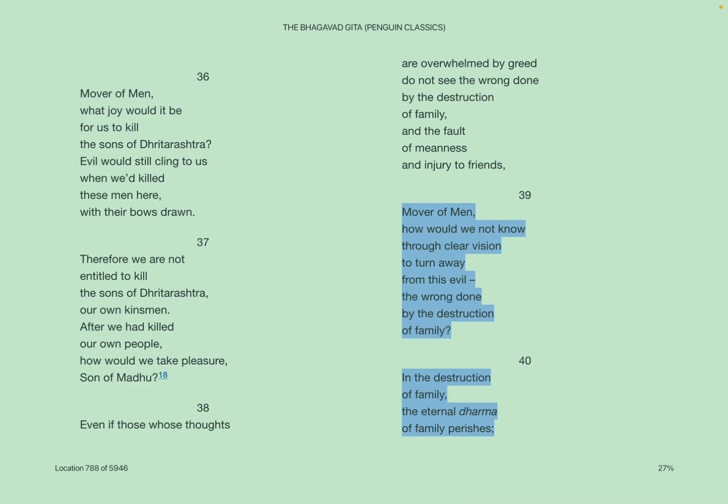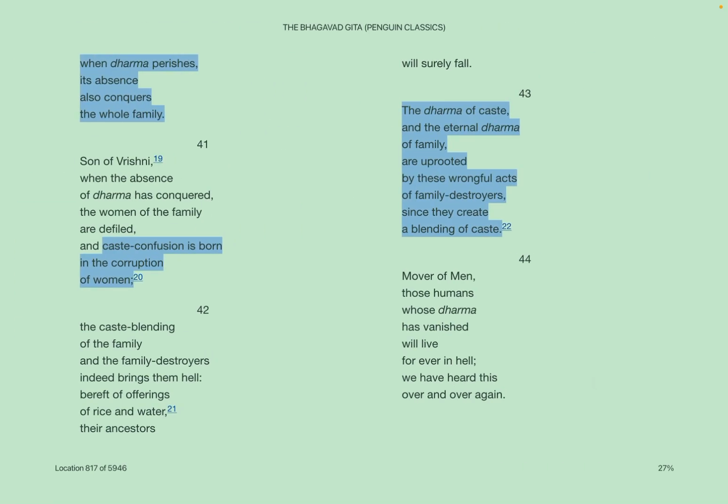He is faced with a battle. He's about to fight even against some of his own family members, and he fears that he is violating sacred things, right? He's going to fight against his own family. That goes against Dharma. He has Dharma to the family. He says, in the destruction of family, the eternal Dharma of family perishes, right? So I'm going against this.